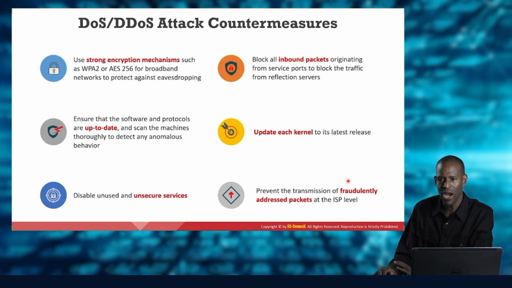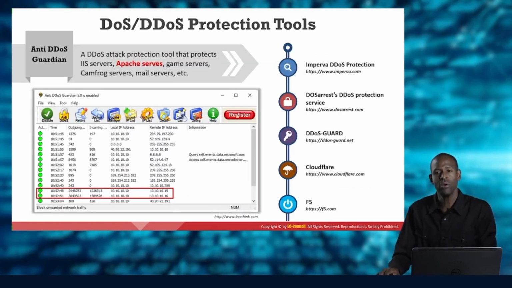Prevent transmission of fraudulently addressed packets at the ISP level. So we want to make sure that every packet that's coming from the internet into our network has a legitimate IP address, legitimate MAC address. So there are tools that can help you defend against DDoS and DoS. And one of those is the Anti-DDoS Guardian. This is one of the guardians that protects against DDoS to your web servers like IIS, Apache, game servers, Camfrog servers, mail servers, all kinds of stuff.